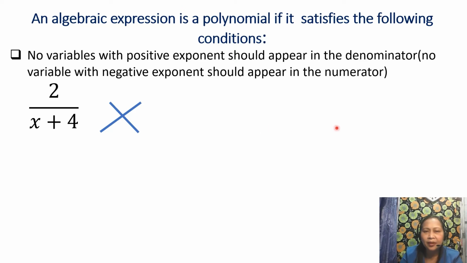Another example, 9x raised to the power of negative 2. Is this a polynomial or not a polynomial? Yes, not a polynomial. Why? Because the exponent is a negative integer. Remember, no variable with negative exponents should appear in the numerator.